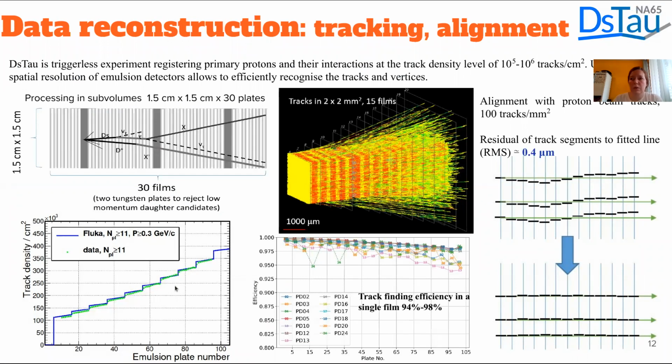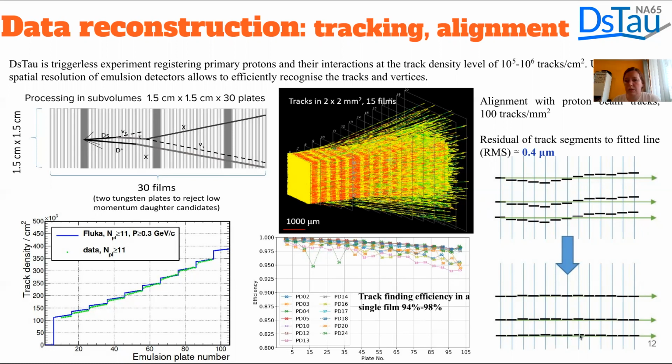During exposure, we collect about 10^5 primary protons per square centimeter, and here you can see the track density along our detector. This is a view of a 2 by 2 square millimeter subvolume of our data. Although the track density is so high, the tracking efficiency is still quite high. It drops a bit with the plate number, but still keeps more than 94%, which is enough for our goals.